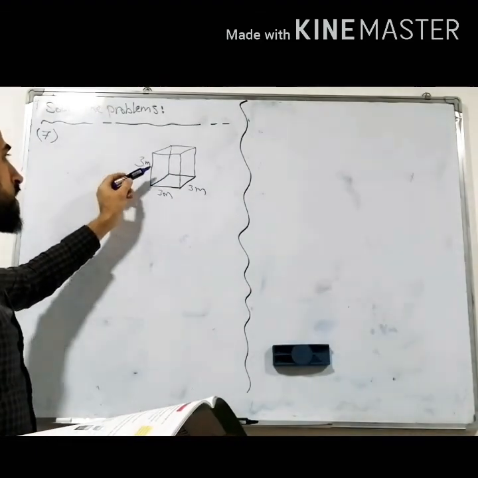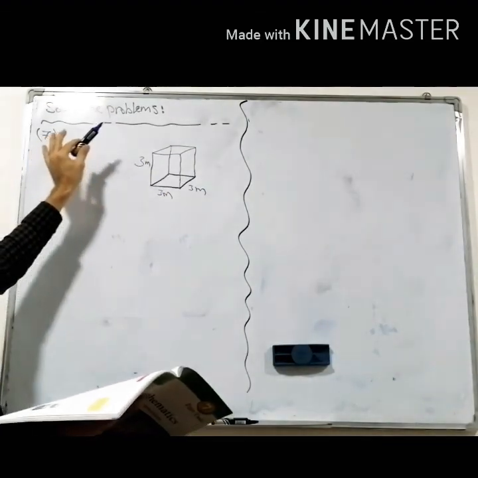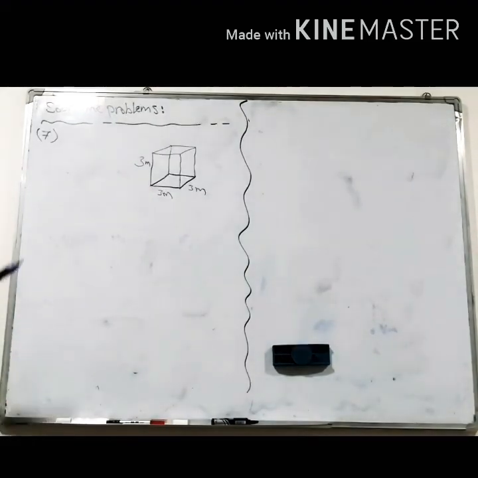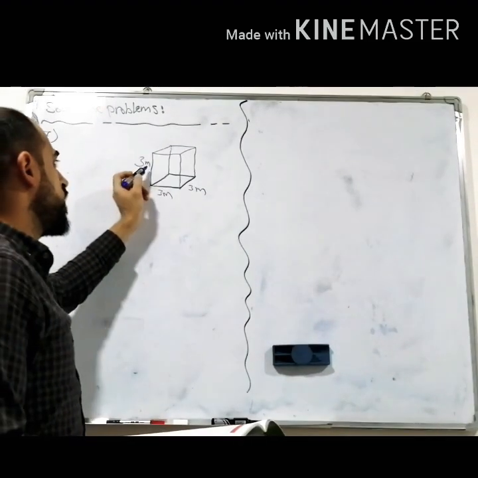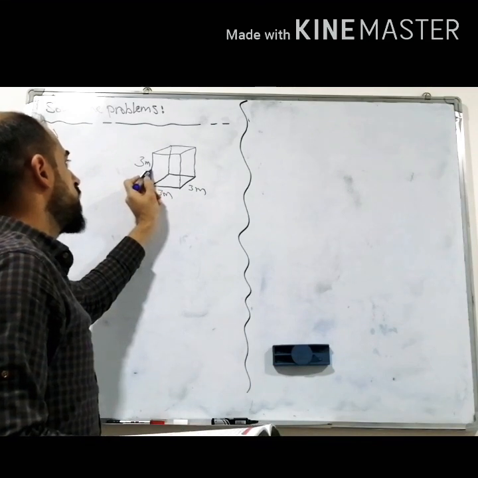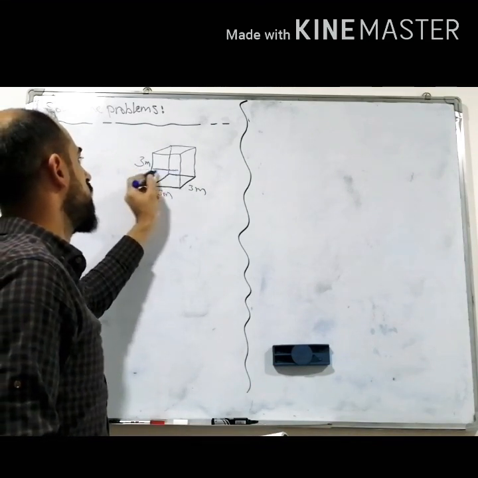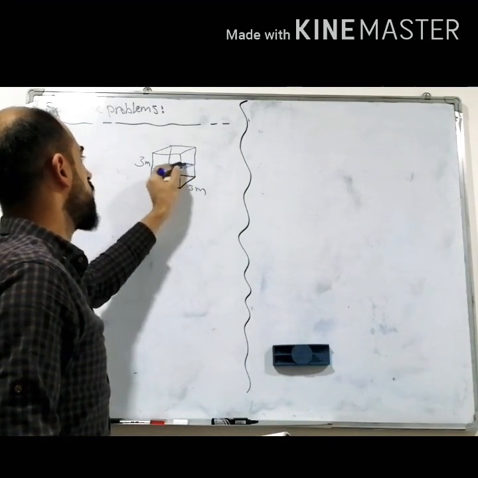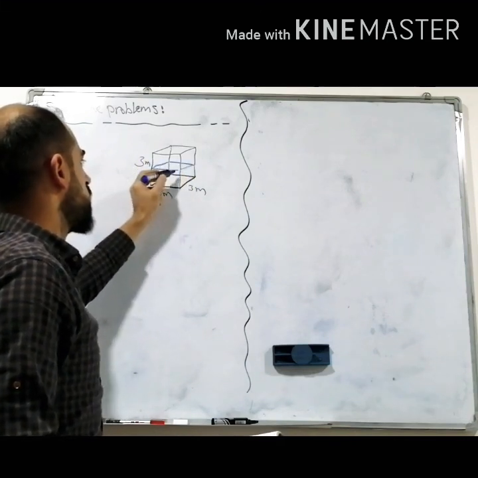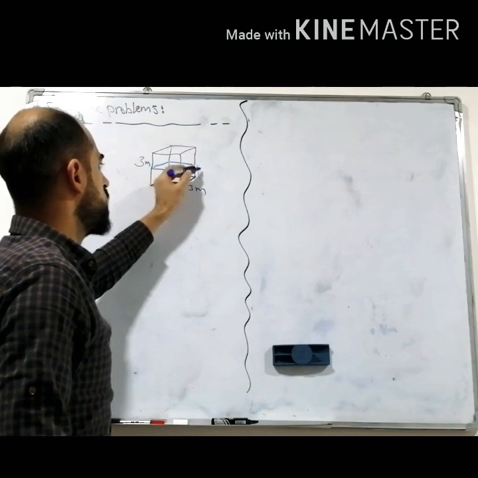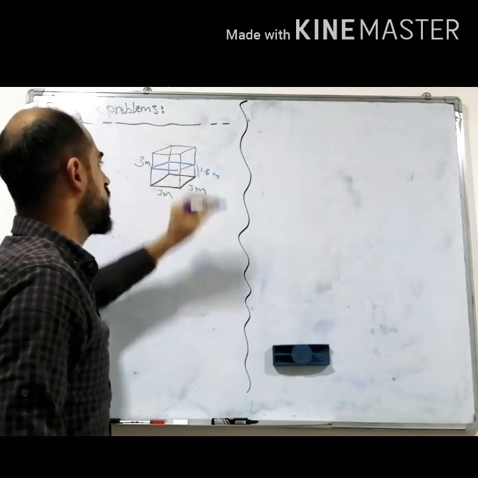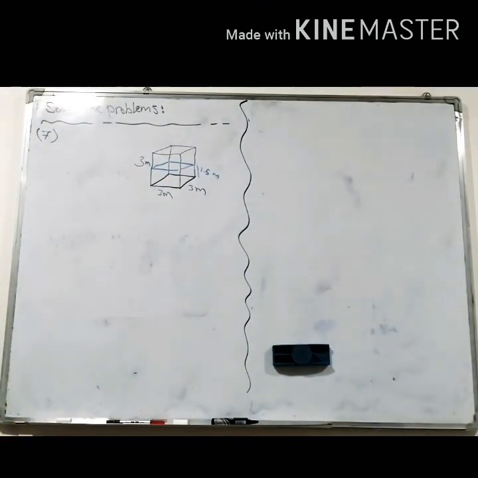In this question, he said that the cube tank contains an amount of water reaching 1.5 meters. That means half of the tank. Let's say that this is 1.5, the amount of water.